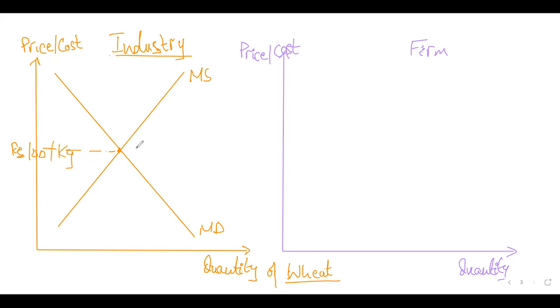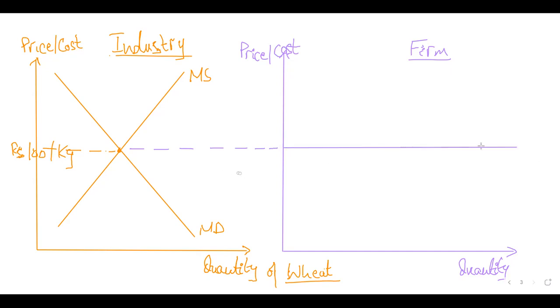Easy. Okay. Now we are about to look at what happens in the case of the firm. Now you will extend this equilibrium price to the right graph, which is for the firm. And then you'll draw a straight horizontal line or graph like this.